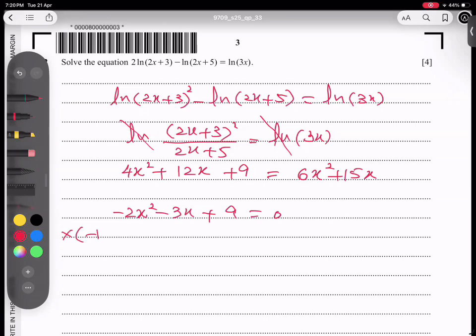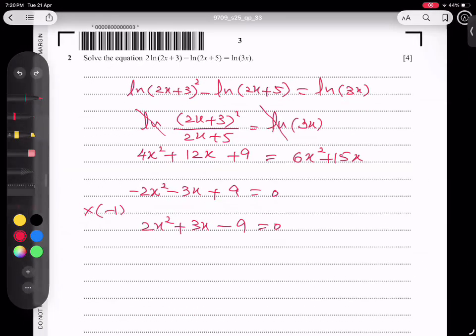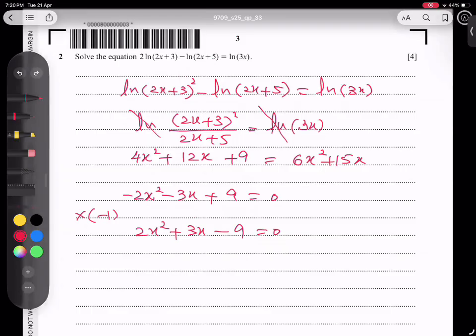Multiplying by minus 1 is not compulsory. If you do it, good for you. If you don't do it, no problem at all. So 9 2s are 18, and 6 3s are 18.